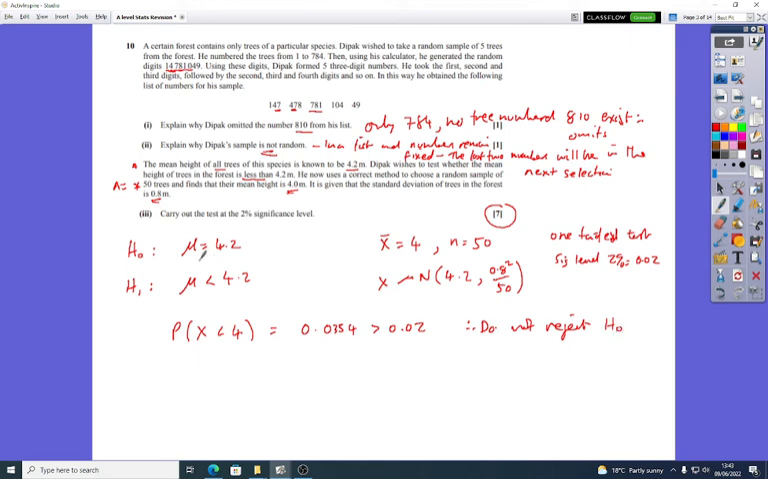And then up to this point, you've got 1 mark, 2 marks, 3 marks, 4 marks, 5 marks up to here, 6 marks saying that, and for your 7th mark, you have to state a statement, and you can say there is insufficient evidence to suggest the mean is less than 4.2 meters, and that is it.